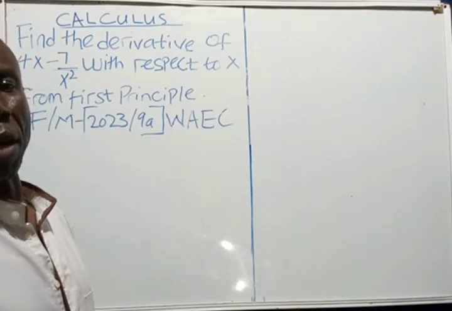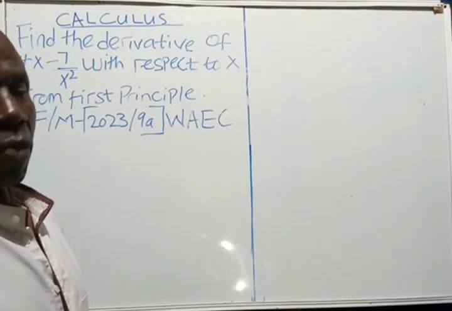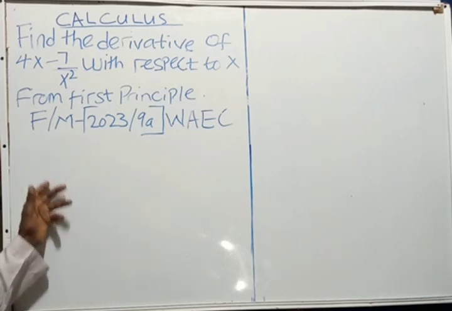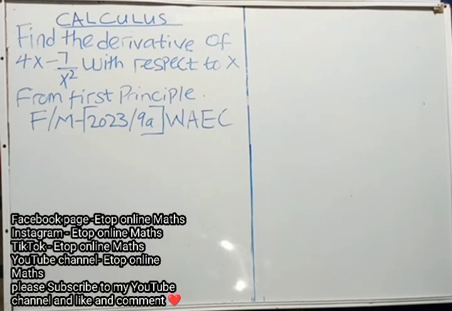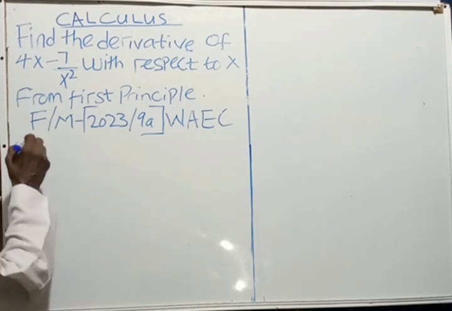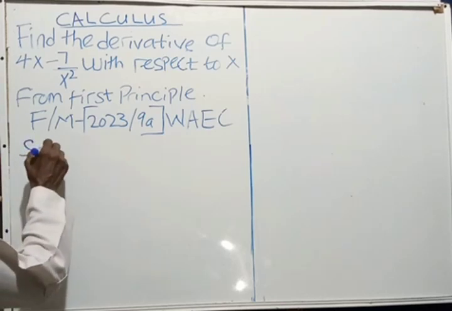Today we're going to talk about calculus. The question on the board reads, find the derivative of (4x minus 7) over x squared with respect to x from first principles. Further Mathematics 2023, question number 9a. Now let's solve that. So I have my solution there.